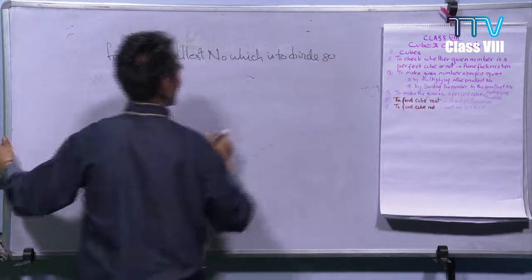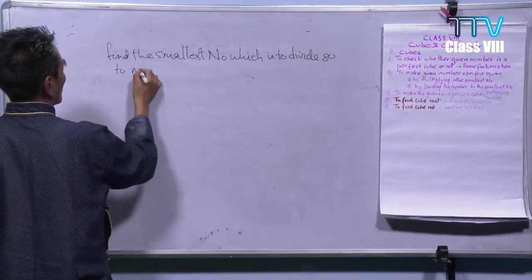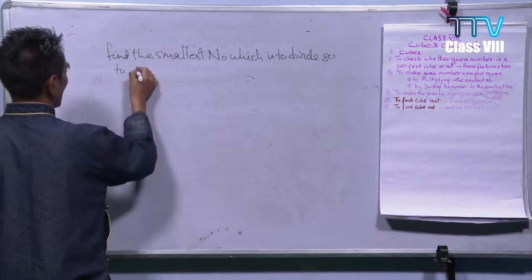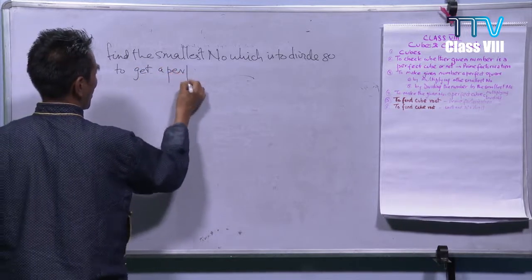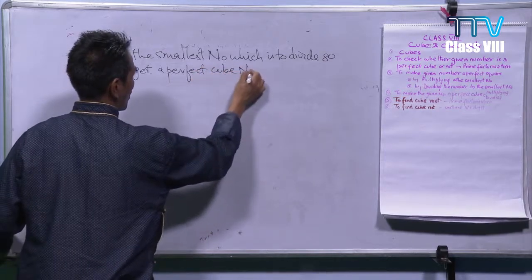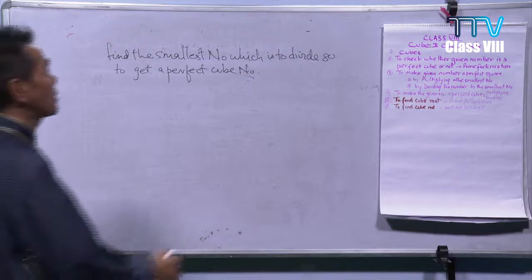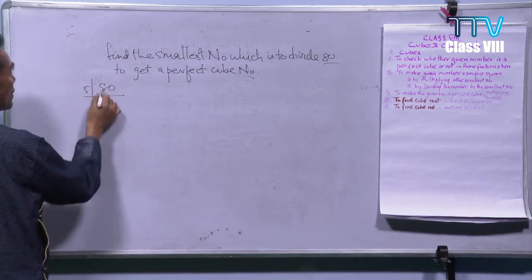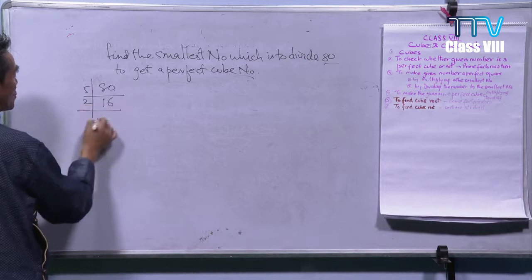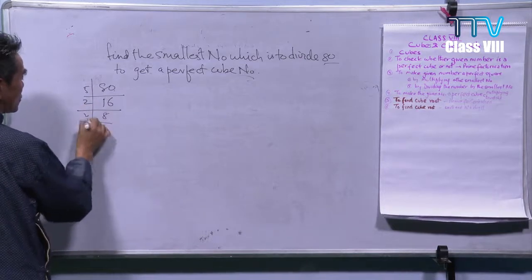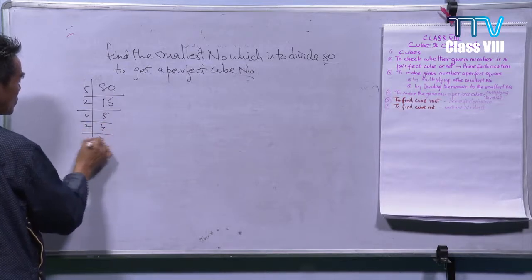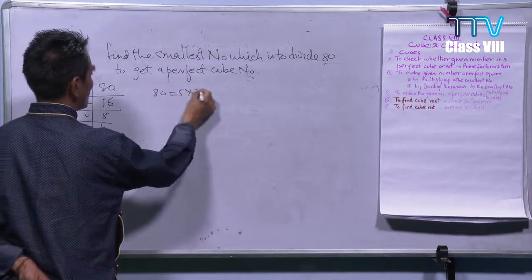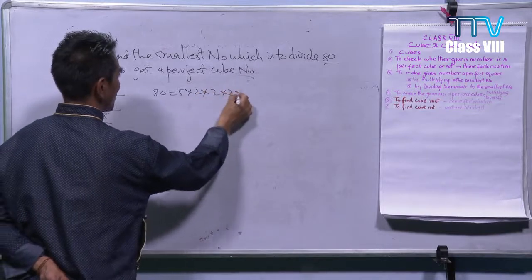To get a perfect cube number, 80. The prime factors of 80: 80 is 5 times 16, 16 is 2 times 8, 8 is 2 times 4, 4 is 2 times 2. So 80 is equal to 5 multiplied by 2 multiplied by 2 multiplied by 2 multiplied by 2.